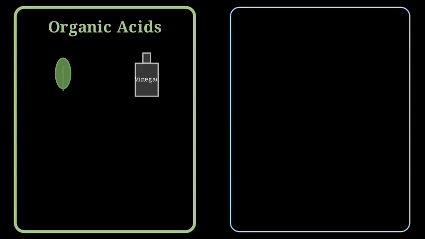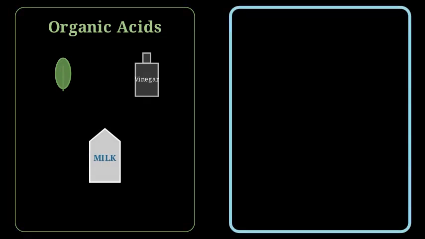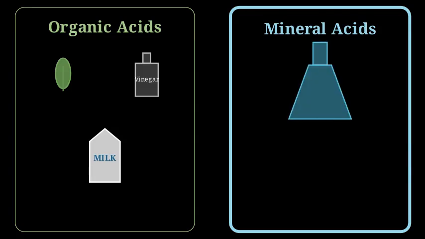Picture two distinct groups on your screen. On one side, we have organic acids. These are the ones we find in nature, in plants and animals. Think of the acetic acid in vinegar or the lactic acid in sour milk. Now, on the other side, look at mineral acids. These are inorganic, typically synthesized from minerals in a lab. Powerful names you might recognize, like hydrochloric or nitric acid, belong here.